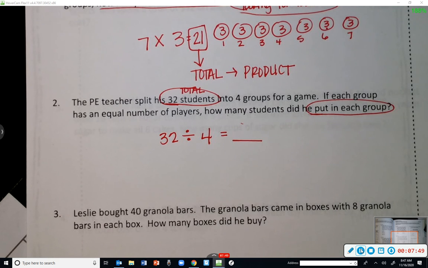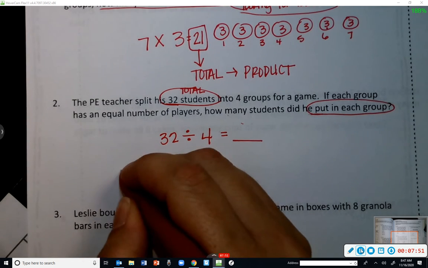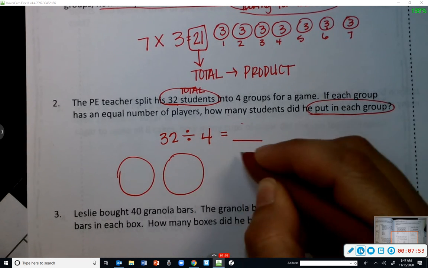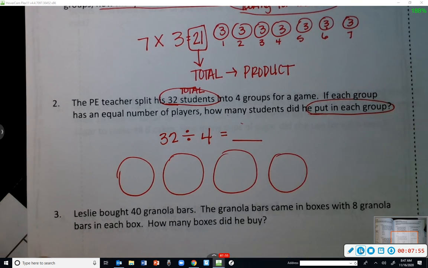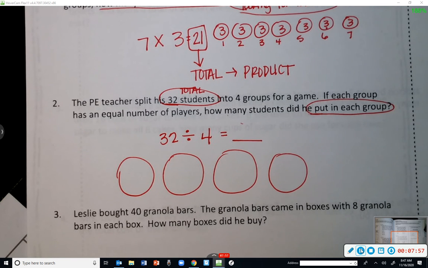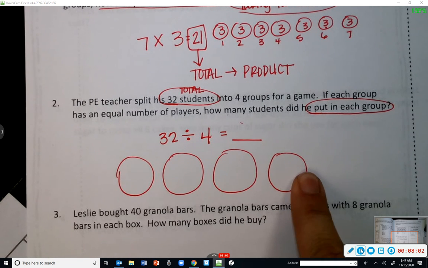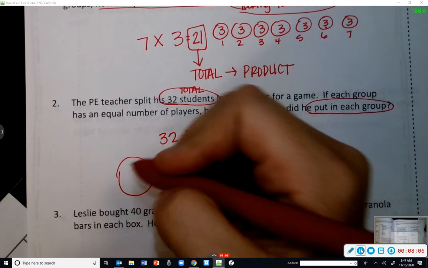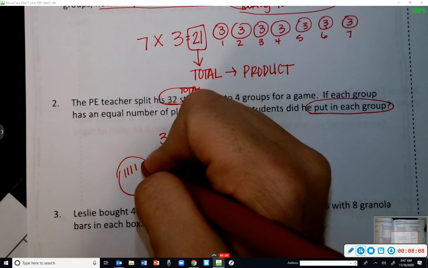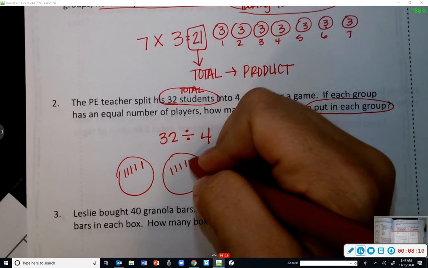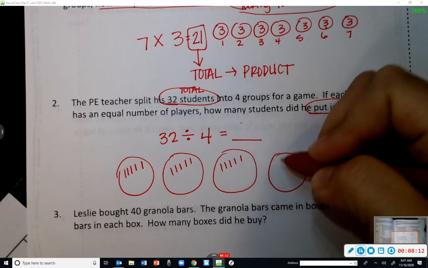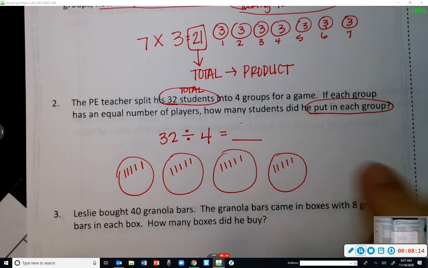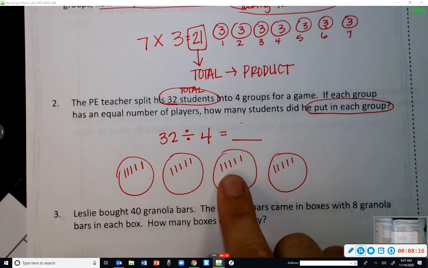Okay? So if I do 4 groups, 1, 2, 3, 4. I'm going to go ahead and start with a big number like 5 because I know there would be 5, 10, 15, 20 instead of going one by one. Okay? So 1, 2, 3, 4, 5 in each group. So that's 20. 5, 10, 15, 20.